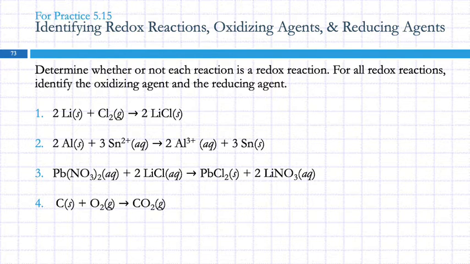Okay, so here we've got 4 chemical reactions. We're supposed to identify whether each is a redox reaction or not. And if it is a redox reaction, identify the agents, the oxidizing agent and the reducing agent. Okay, so let's look at this first one.